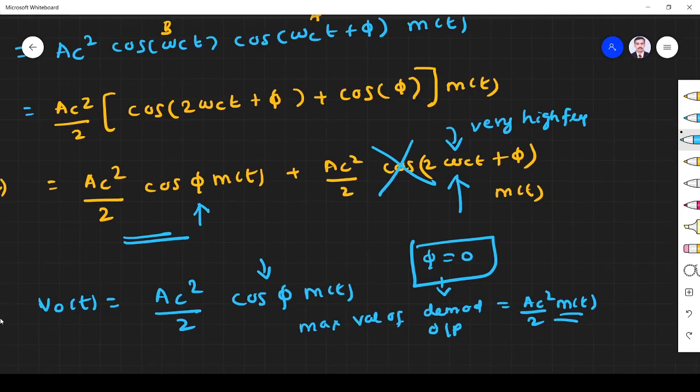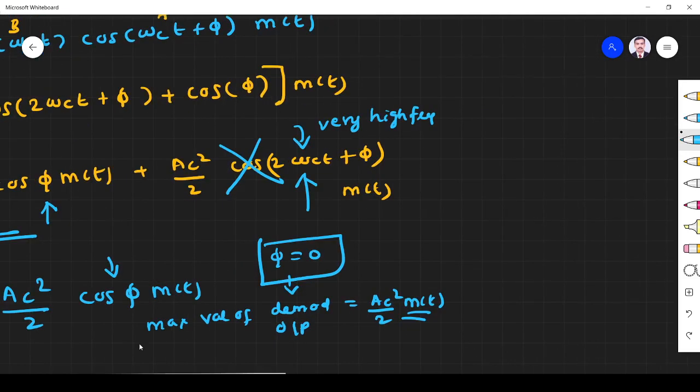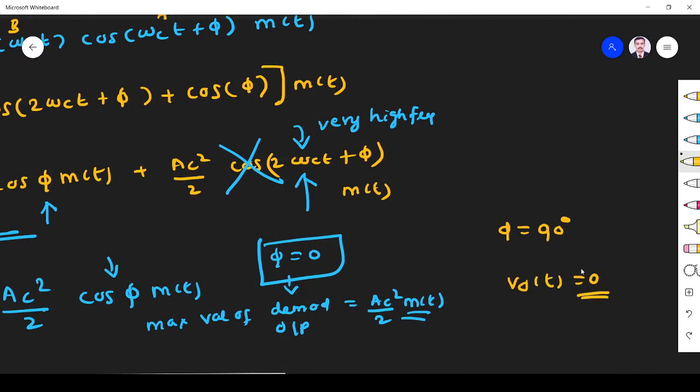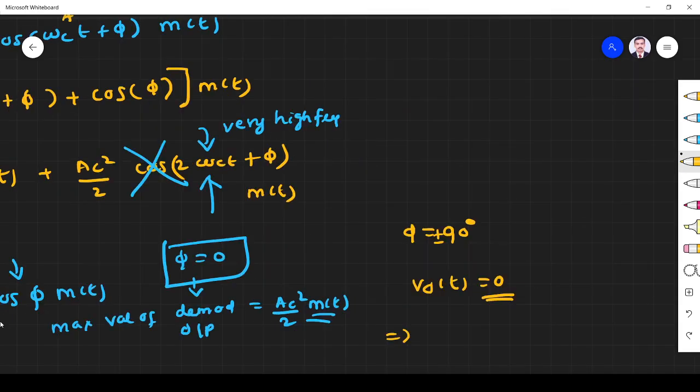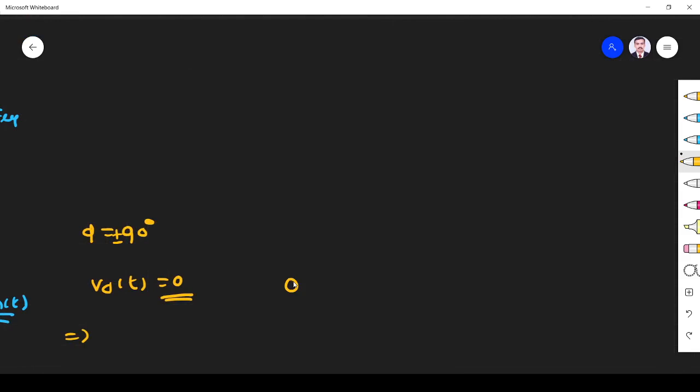Okay, so what will happen if phi is not equal to 0? That is another important point. If phi is equal to 90, sorry, if phi is equal to plus 90 or minus 90, the demodulator output is 0. This is called the quadrature null effect, right? So what is phi?